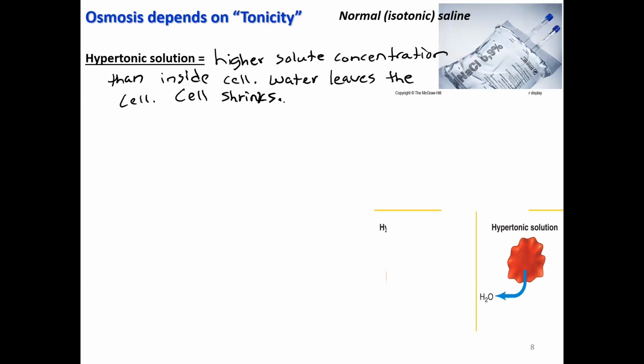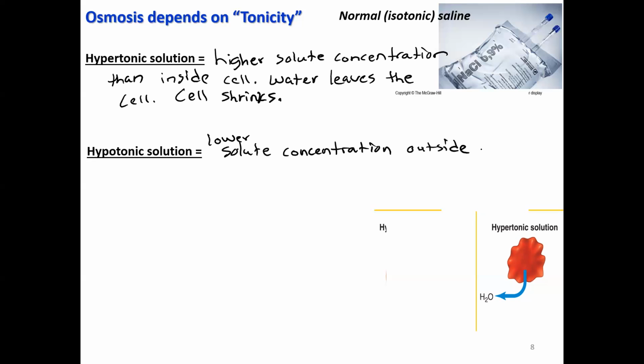All right. Now, the opposite is you put the cell in pure water. So you have a lower solute concentration outside the cell. Water enters the cell, the cell swells and can rupture.